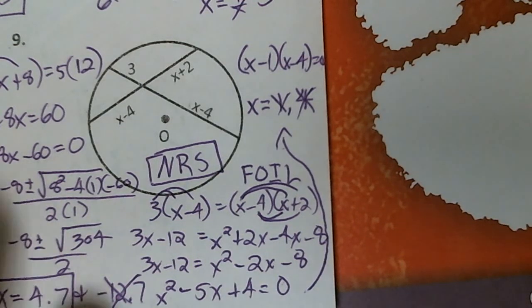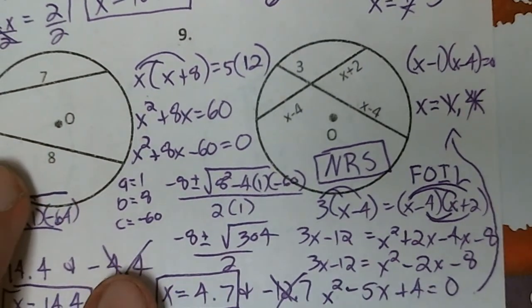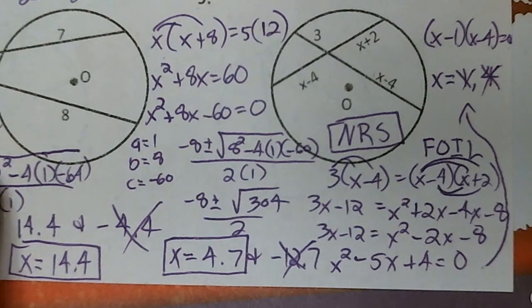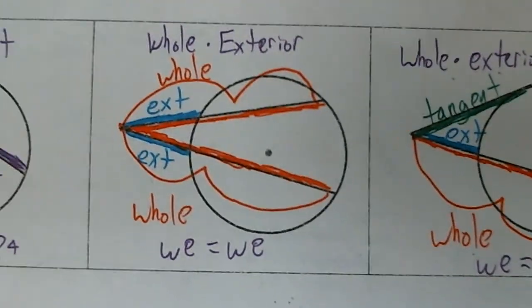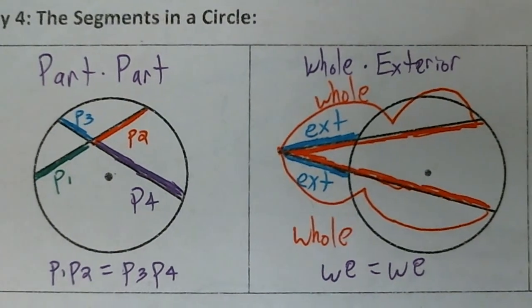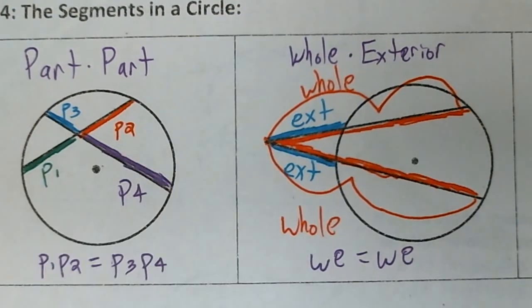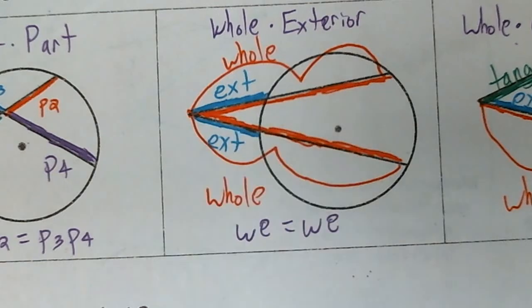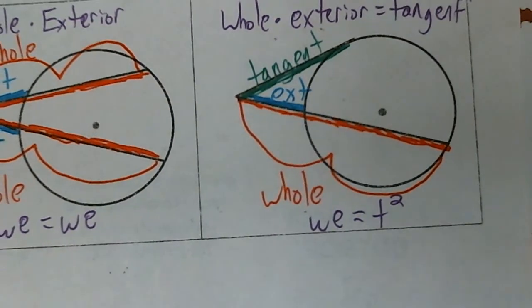Okay. All right, so that's it for this video. Hope you guys are able to kind of work through this and see this. Some pretty complicated problems here, some complicated math. But let's just go back and refresh our memory. Let's go back and summarize. We've got three different things. We're always talking about segments in the circle. We got PP, part times part equals part times part. WEE, whole times exterior equals whole times exterior. WET, whole times exterior equals the tangent squared.